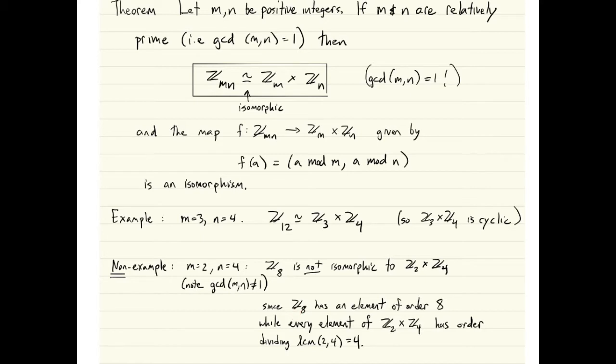Z mod 8 has an element of order 8, namely the number 1. And Z mod 2 cross Z mod 4 has no element of order 8. In fact, every element of Z mod 2 cross Z mod 4 has order dividing the least common multiple of 2 and 4. The reason being that the elements of Z2 have order dividing 2, the elements of Z4 have order dividing 4 by a consequence of Lagrange's theorem, and so any element of this Cartesian product will have an order dividing the least common multiple of 2 and 4, which is 4.